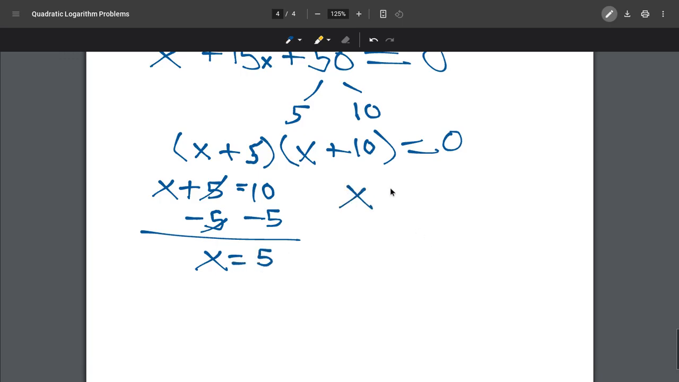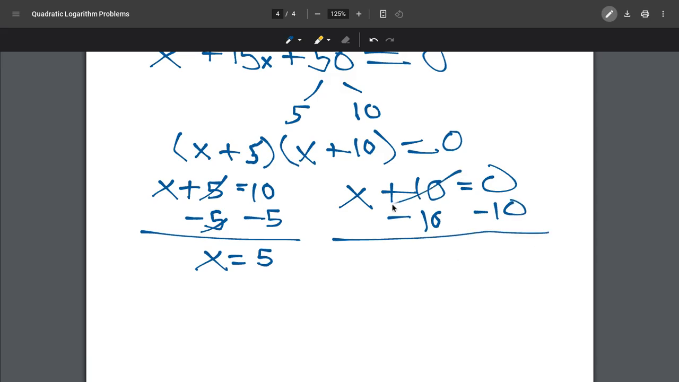If I set x plus 10 equal to 0, and I subtract 10 from both sides, these are going to cancel. I'm going to get x equals negative 10. Oh, I messed up somewhere. X plus 5 equals 0. I said x plus 5 equal to 10 for some reason. Anyways, so this should be x equals negative 5, x equals negative 10.